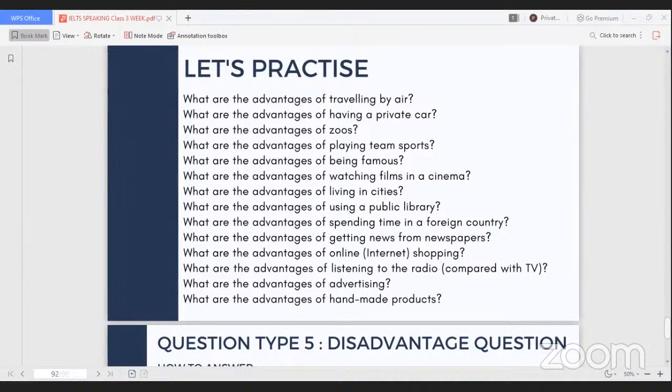Okay. So now, what about we try with the notes? I believe that you've already known every single thing. Okay. What are the advantages of online shopping? Online shopping.